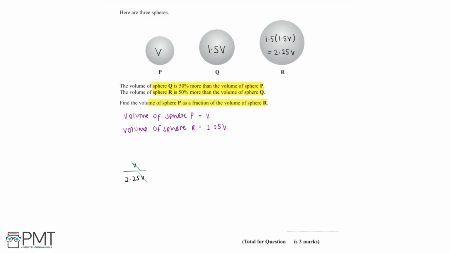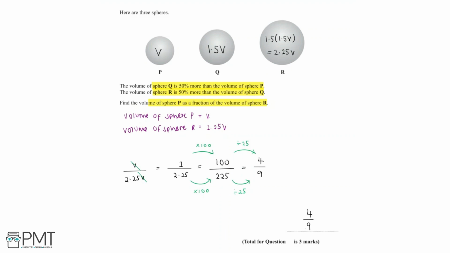And so by dividing both the numerator and the denominator by V, we're left with 1 over 2.25. We can multiply both the numerator and the denominator by 100 so that we get rid of all the decimals. And so when multiplying by 100, we're left with 100 over 225. Now to write this in its simplest form, we can see that 100 and 225 are both multiples of 25, and so we can divide both the numerator and the denominator by 25. And so we end up with the fraction 4 over 9. And so we found that the volume of sphere P as a fraction of the volume of sphere R is equal to 4 over 9, which we can write down in our answer box below.